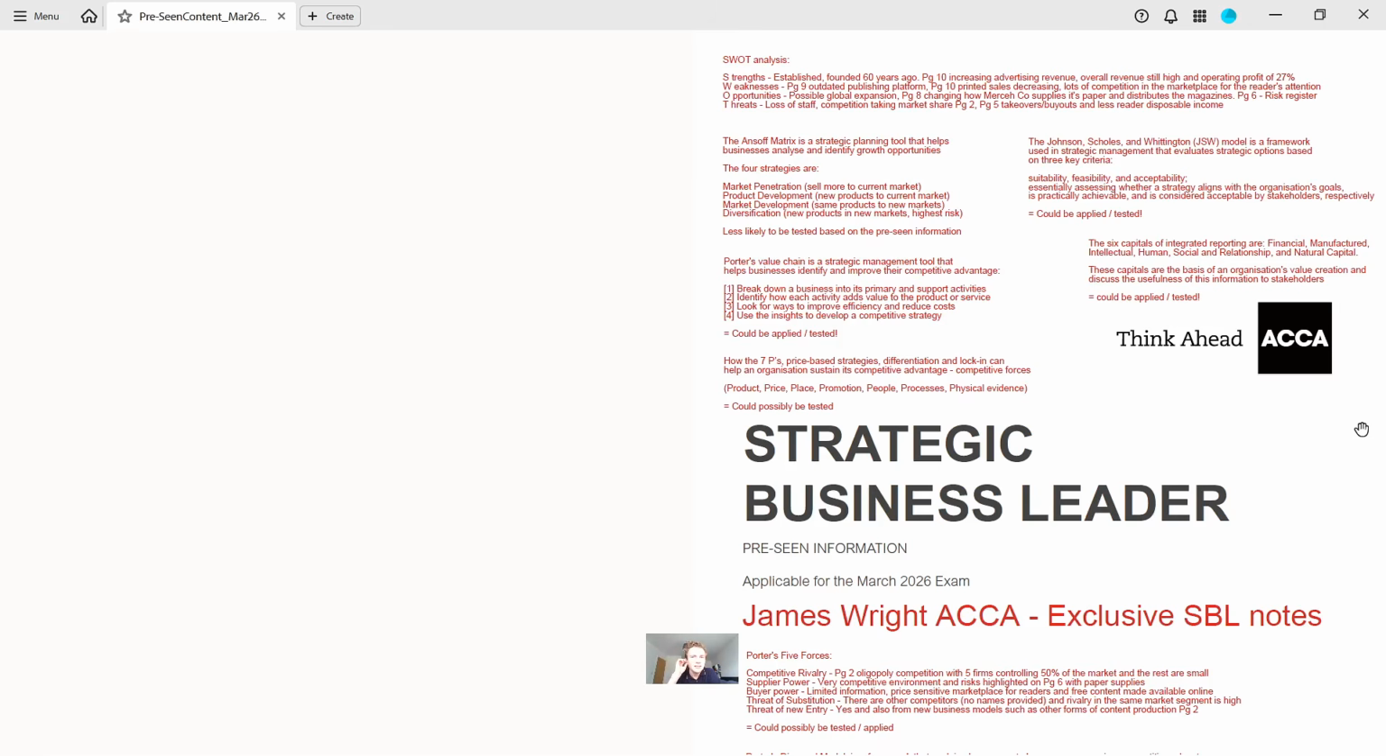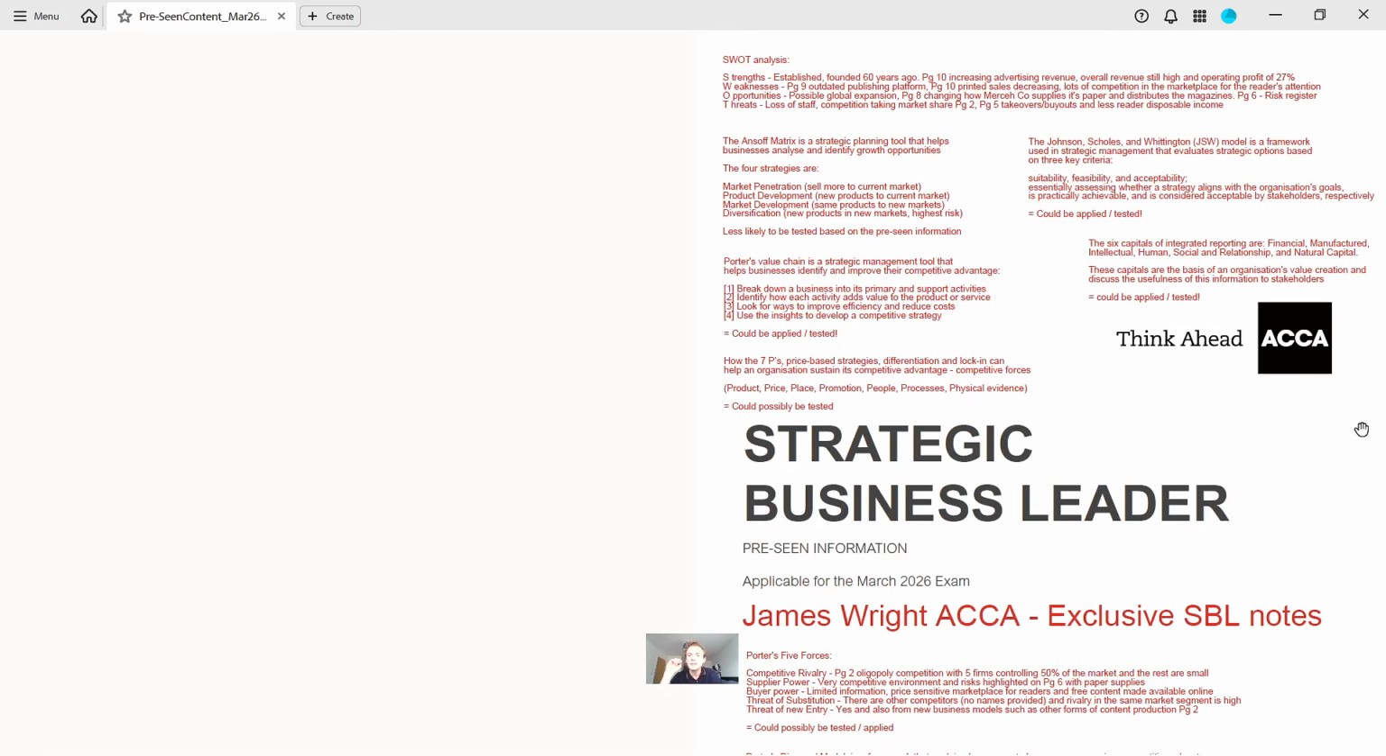Ansoff Matrix, another strategic planning tool, helps businesses to analyse and identify growth opportunities. So you've got market penetration, product development, market development, and diversification. I thought, based on the information, because it's the magazine sector, digital and physical, less likely to be tested on the pre-seen, but definitely something to be aware of. It is a topical area. You never know what you could get in terms of the exhibits.